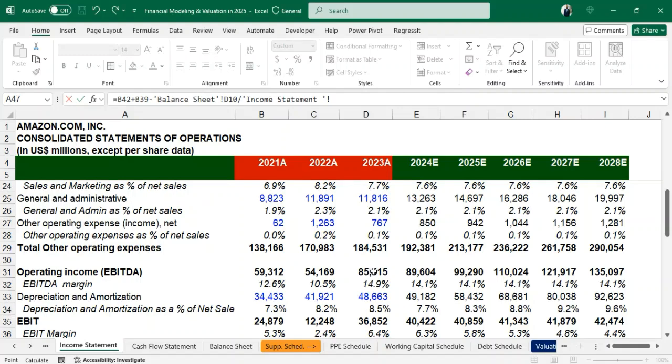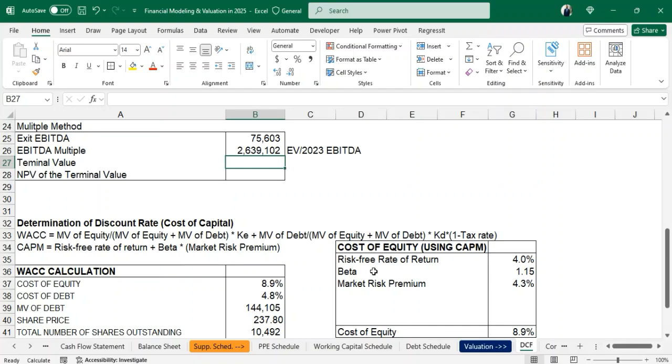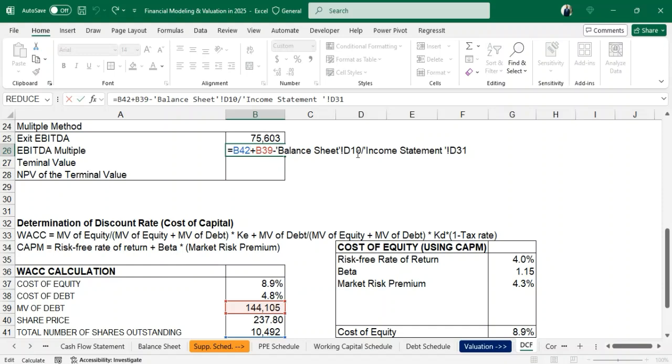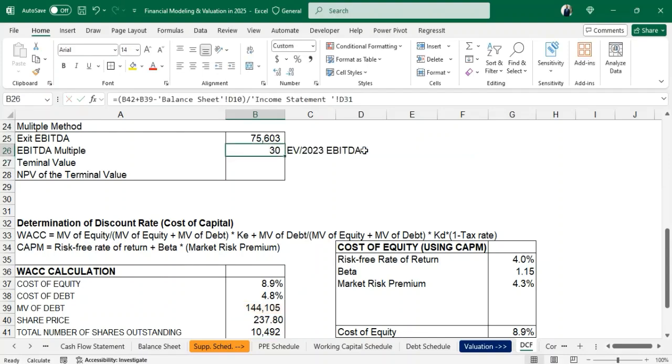So this is our EBITDA for 2023, right, this here. So I'm going to select that and hit enter. Actually, let me try and put this in brackets and see what that is going to give me. So this is giving us 30 times.